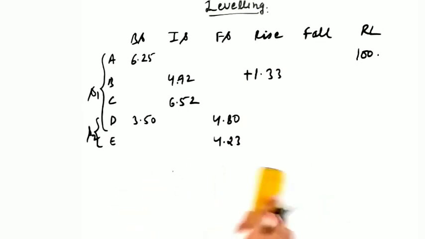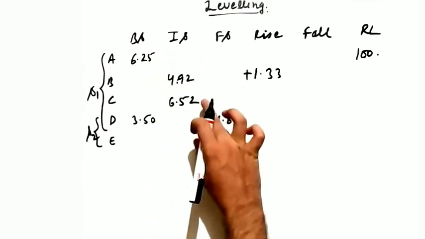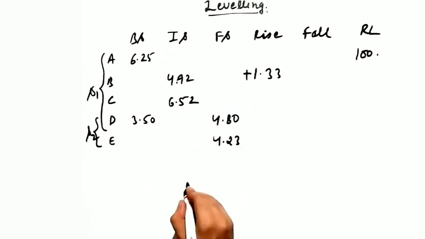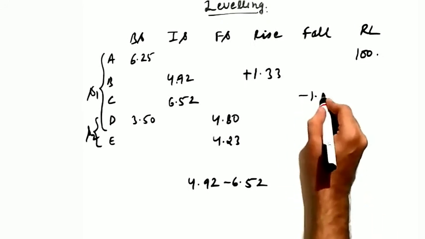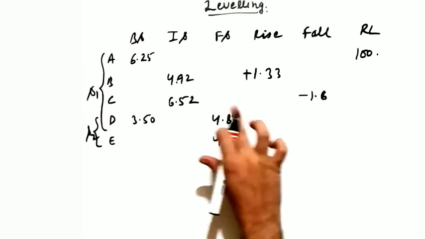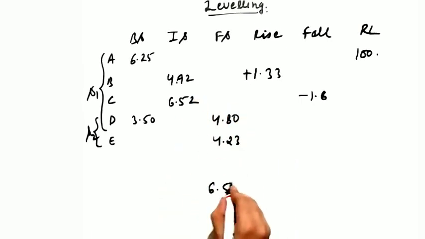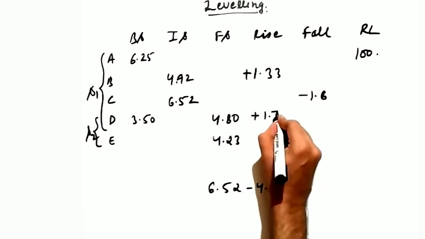Now the next case. You subtracted this from this, now you will have to subtract this from this. So for the second case, it is 4.92 minus 6.52. Now you can easily see it is negative and it will be a fall, minus 1.6. Now for the next case, you will have to subtract this from this. So it will be 6.52 minus 4.80. So now it will be a rise and it is plus 1.72.